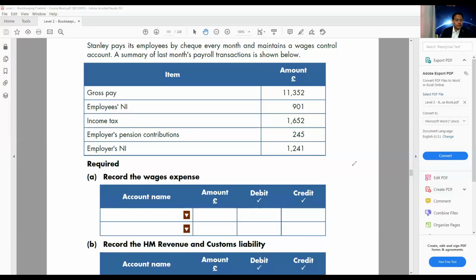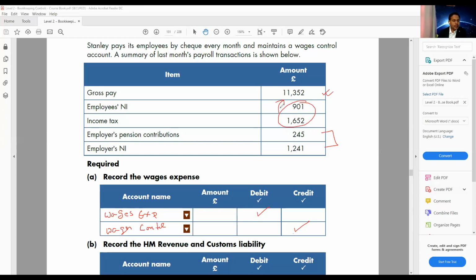And what is the journal for that? The journal is wages expense debit, and wages control credit. All you need to know is the amount. Which amount will come here? We're going to take the gross pay and add the employer's pension contribution and employer's NI, isn't it? Because these two are not already inside the gross pay.